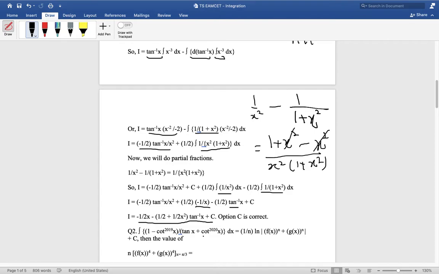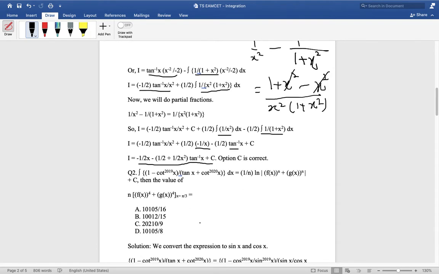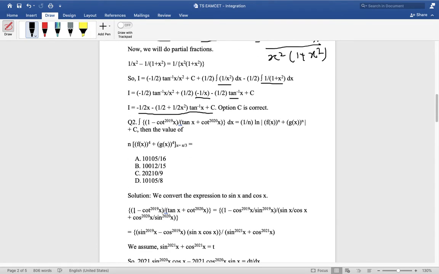So in my JEE exam as well, during the preparation, I would convert tangent and cotangent into sine and cos. So I've done that over here as well. So the given expression is 1 minus cot raised to the power 2019x divided by tan x plus cot raised to the power 2020x.